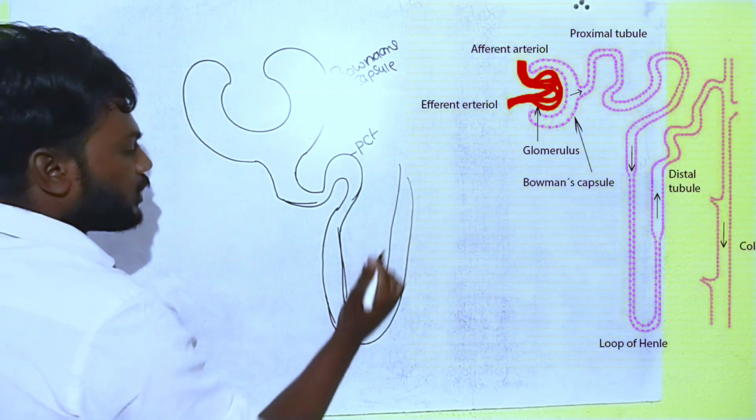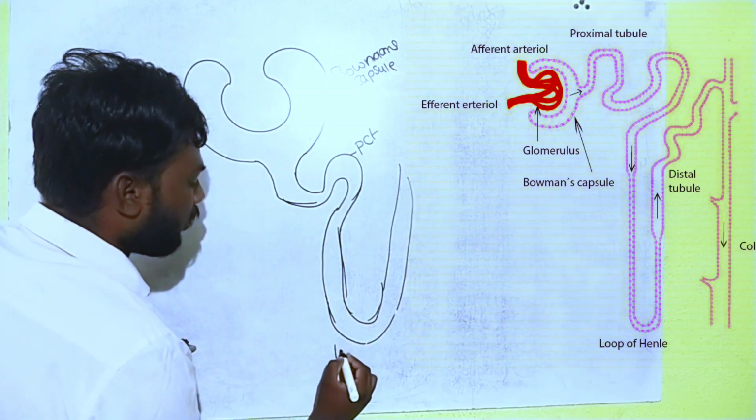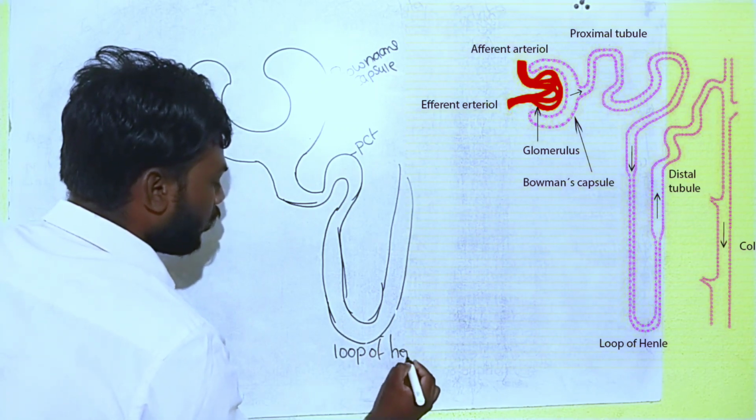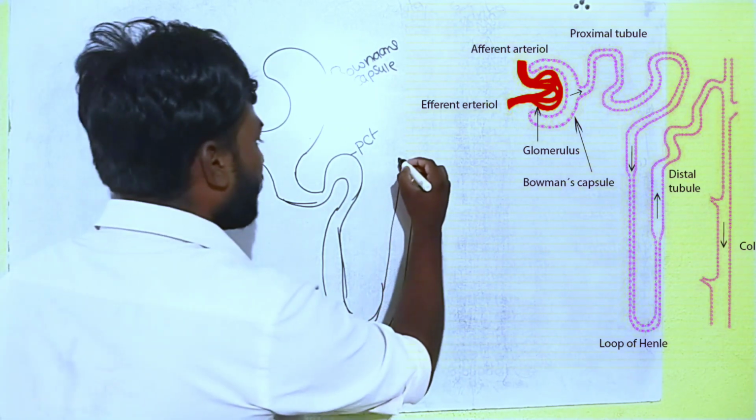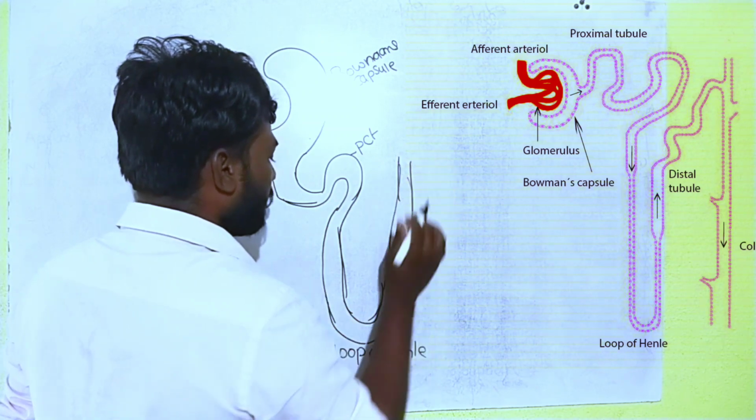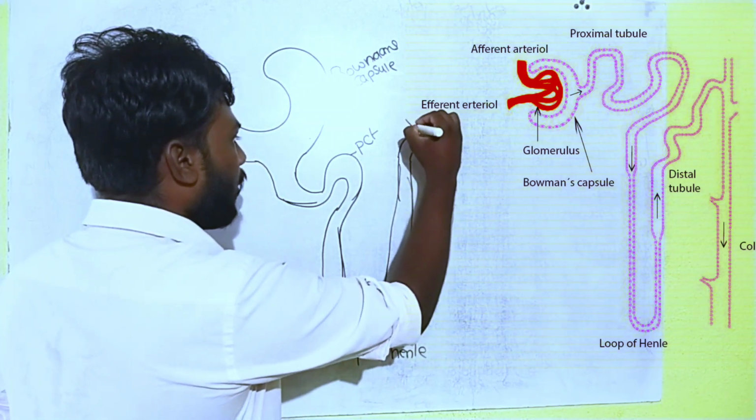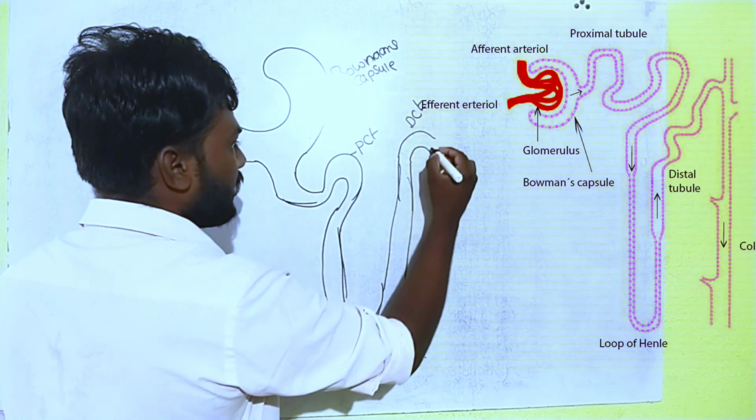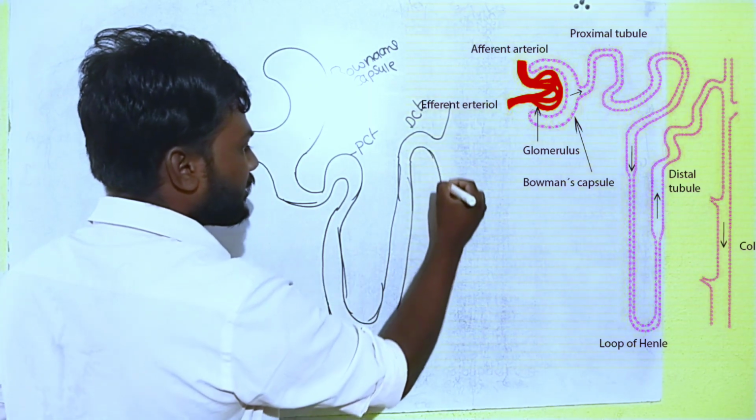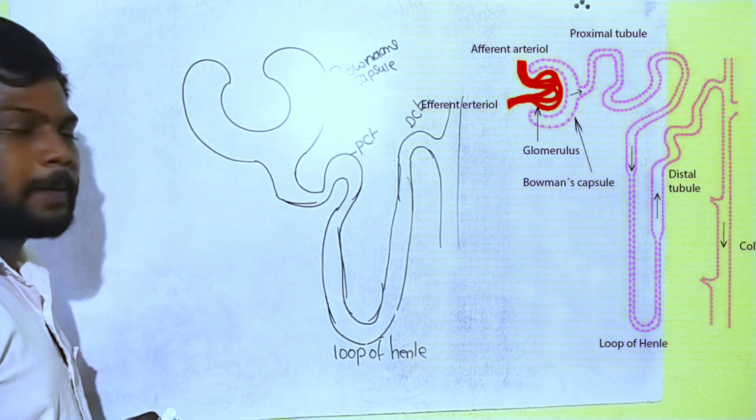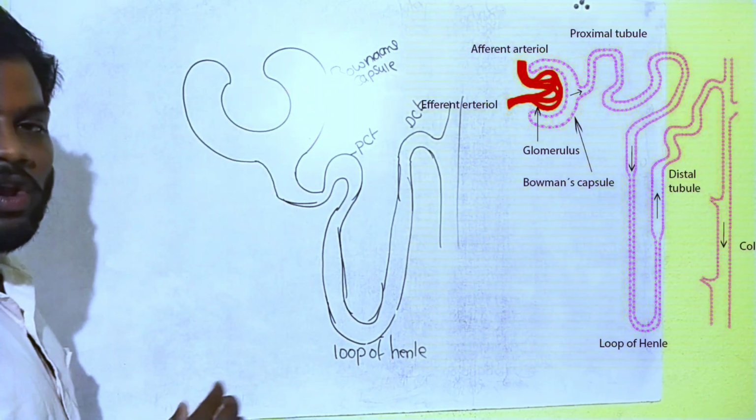This U shape we call the loop of Henle. Again after the loop of Henle, the ascending limb, there is a coil part called the DCT. Finally the DCT connects with the collecting duct. This is the structure of nephron.